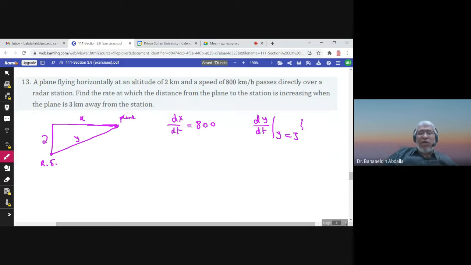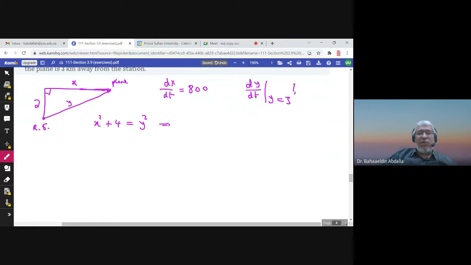So we need an equation between x and y. Well, this is a right triangle, and from Pythagorean theorem, x square plus 2 square, which is 4, equals y square, which is the hypotenuse. So let us find the derivative with respect to t. So 2x times dx by dt plus the derivative of 4, which is 0, equals 2y times dy by dt. I can divide both sides by 2.